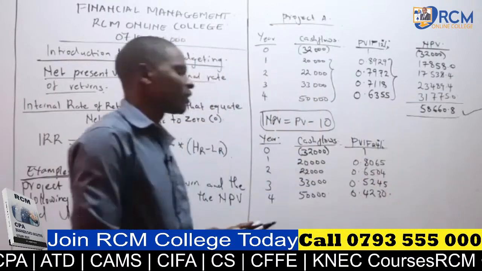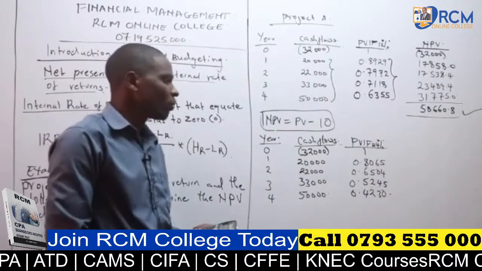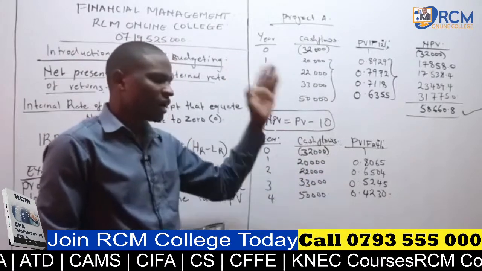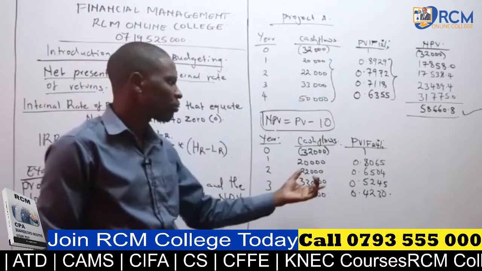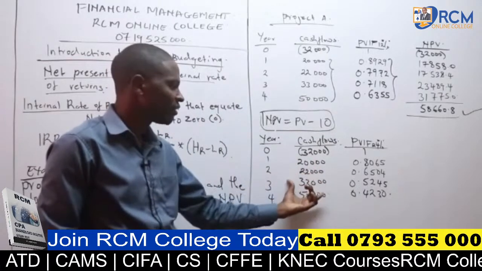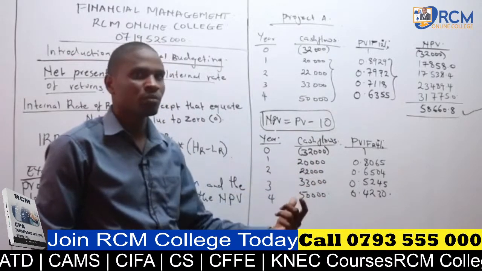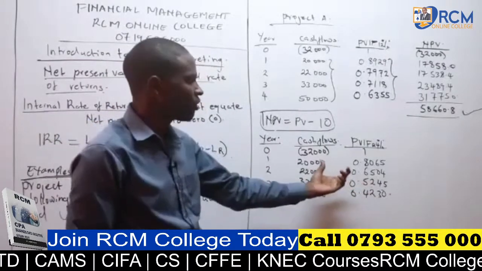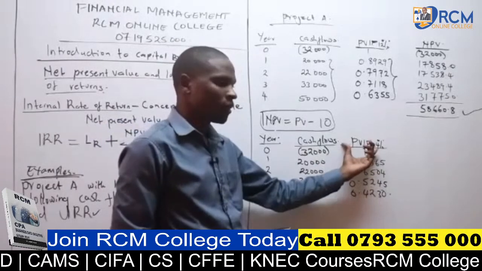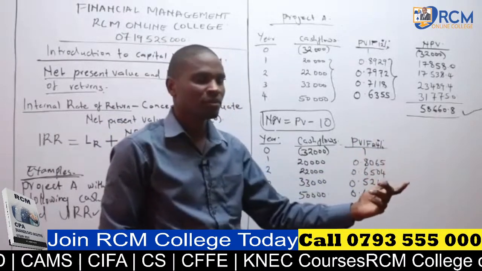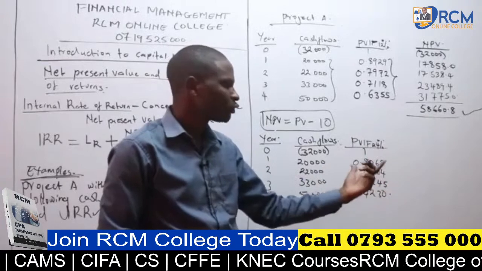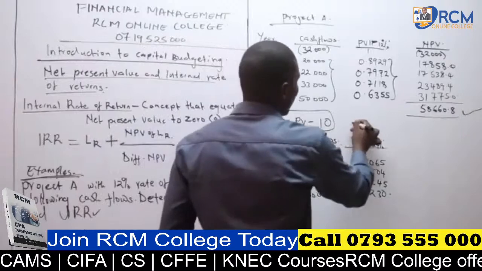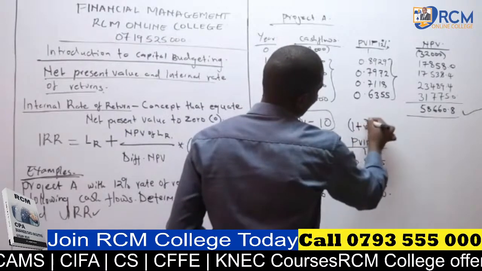I'm repeating that. If you have been attending our free sessions, you know that when you are having cash flows which are not uniform, we discount them using the present value interest factor, and that's what we are applying here. And remember, the formula for that is 1 plus r raised to negative n.